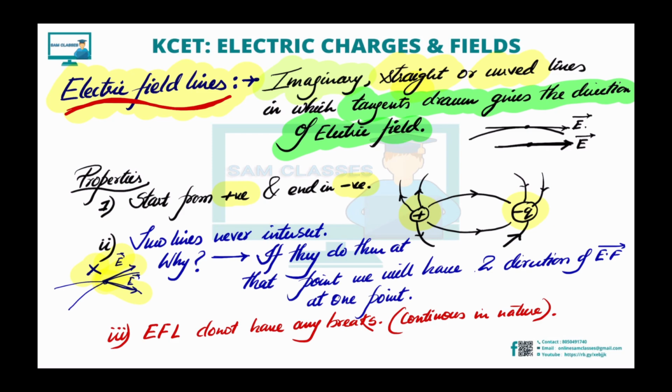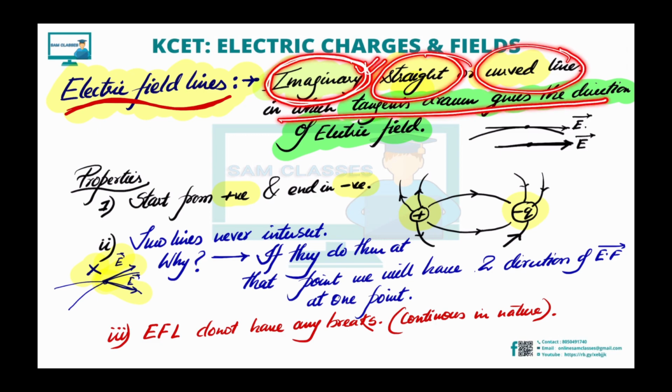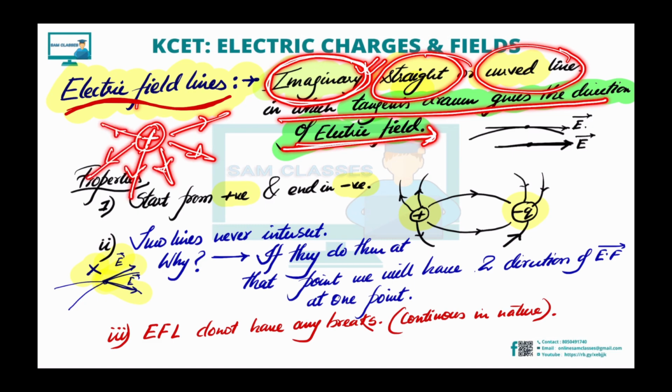Next is electric field lines. What do you mean by electric field lines? They are imaginary, either straight or curved lines, in which the tangent gives the direction of the electric field. The moment you say imaginary, it is because when we have a charge, we don't see lines in reality coming out of it, correct? That's a concept we have made to understand. So these lines don't exist in reality.